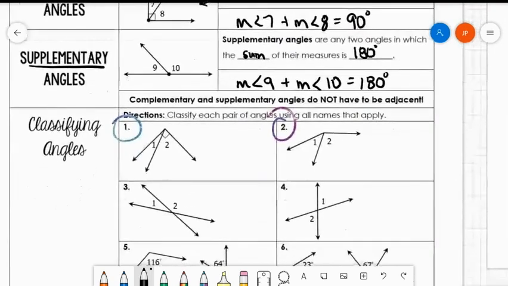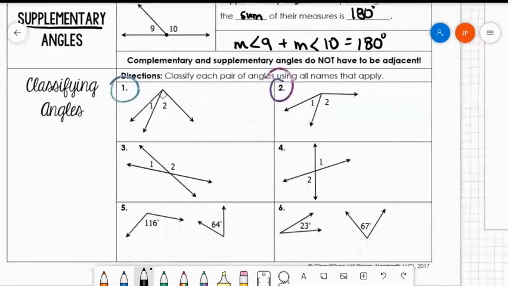Now down here, we're going to classify these angles. We classified before using words like obtuse and acute and stuff like that, but now we're going to get a little bit more specific in talking about pairs of angles. So it says classify each pair of angles using all names that apply.